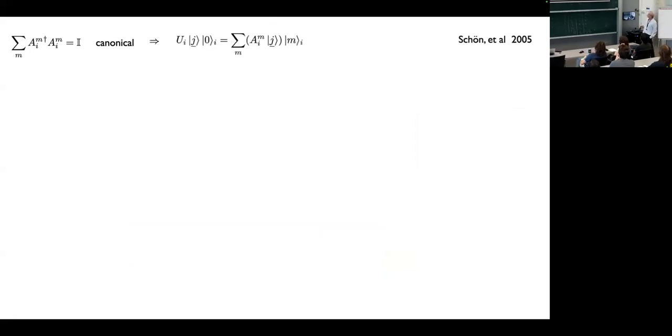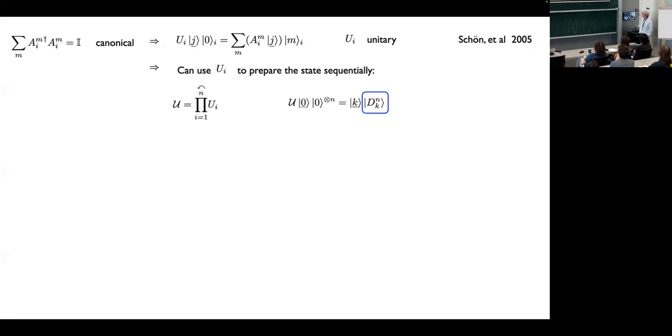And so that means that one can define an operator U, which acts on a qubit and on a qubit, and does this job. And because they're canonical, this U can be made unitary. And so you can use this U to prepare the states sequentially. So the idea, again, this is an old story, but you make just an ordered product of these U's.